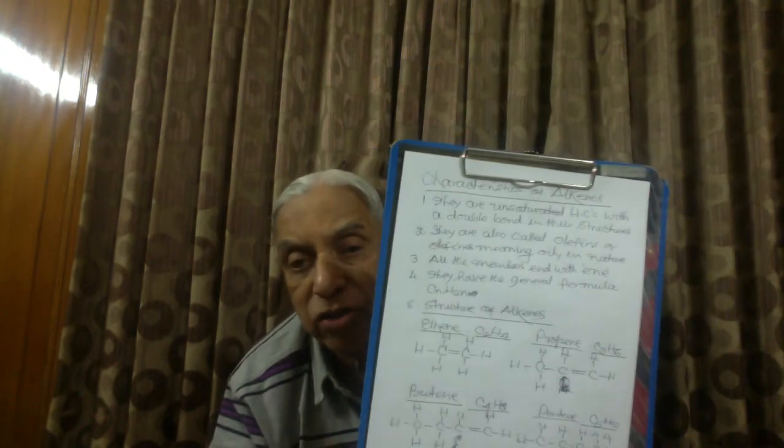So the moment shortage of hydrogen atoms occurs, unsaturation begins. Unsaturation means shortage of hydrogen atoms in the structure of the molecule. You'll be able to see that, and the general formula is CnH2n. I have written all the characteristics correctly.